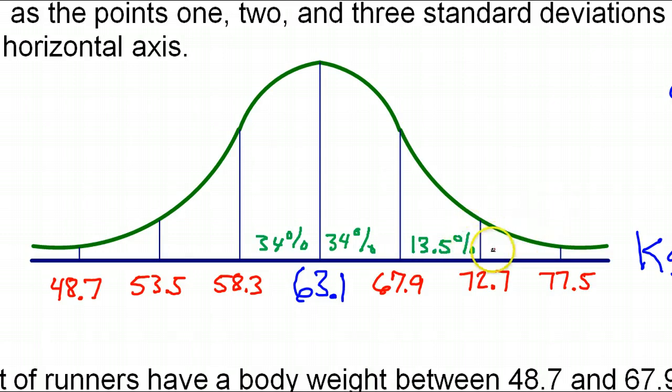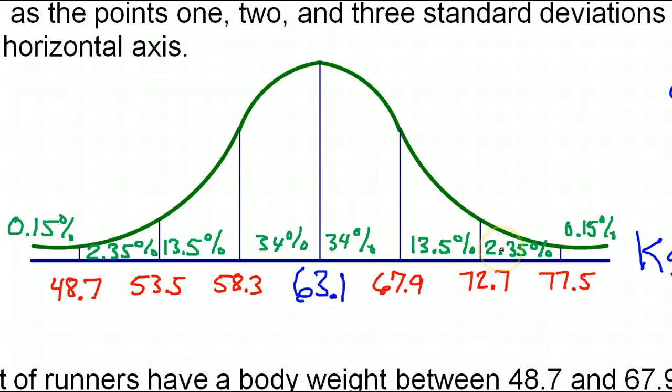Next, I have 13.5%. Next I have 2.35%. And finally, I have 0.15%. And that's going to be the same in the other direction. So 13.5%, 2.35%, and 0.15%. Okay, I've memorized all of these values. Make sure that you have as well.